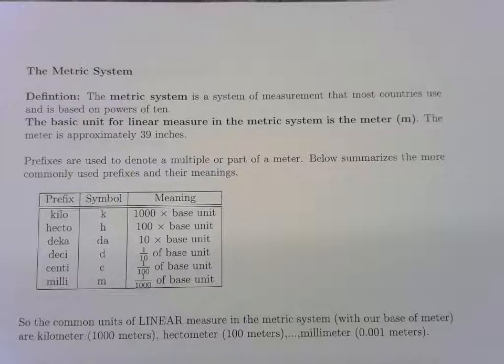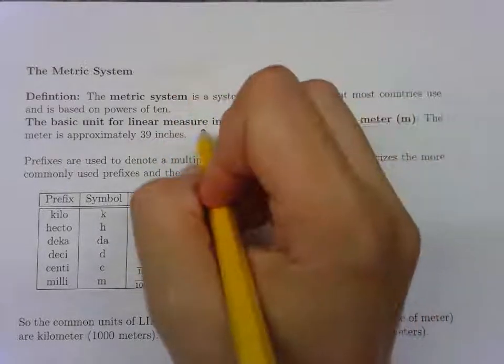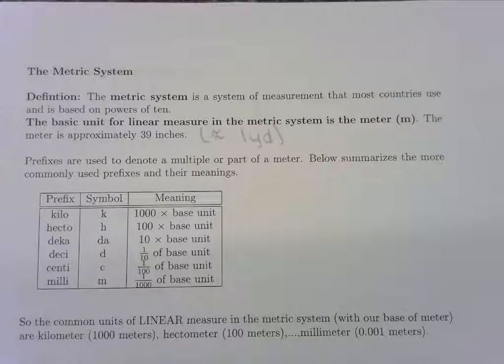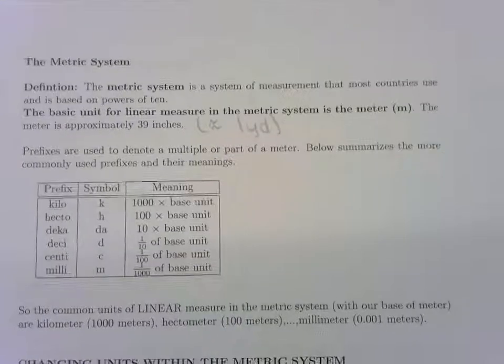But a lot of scientific research is in the metric system. And also nursing, so if you're going into nursing, or if you want to be a doctor, most of these measurements are metric system. The basic unit for linear measure in the metric system is the meter. That means the meter is going to be in the middle. The meter is approximately 39 inches, or about 1 yard. So picturing the metric system, a meter is about a yard. Prefixes are used to denote a multiple or part of a meter. Below summarizes the more commonly used prefixes and their meanings.